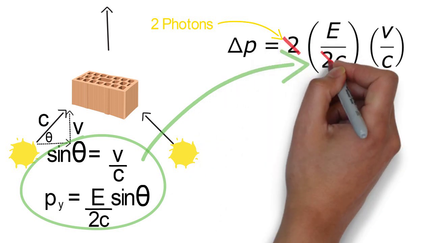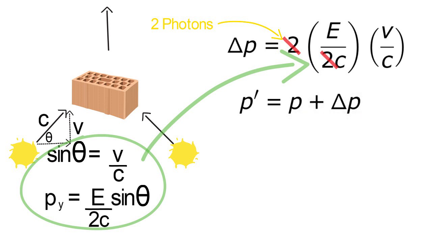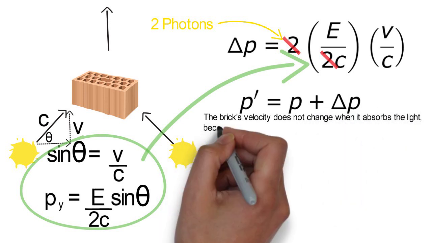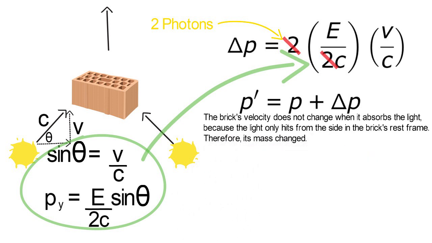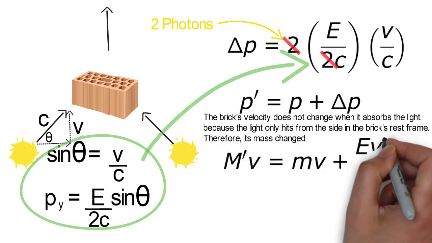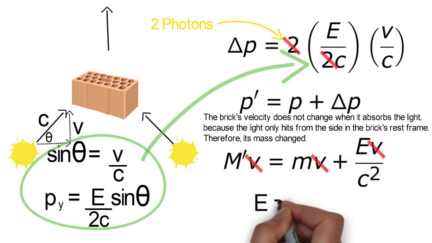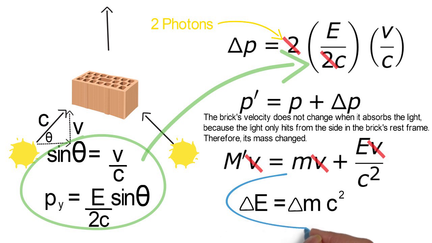But if we were to look at the final momentum and have it equal to the initial momentum of the brick plus this change that it's experienced, which would be the momentum of both photons hitting the brick, we rearrange our equation a little bit. We know that the velocity must cancel in every case, and therefore it's the mass that must have changed. And if we rearrange, we see that the change in energy equals the change in mass times the speed of light squared.